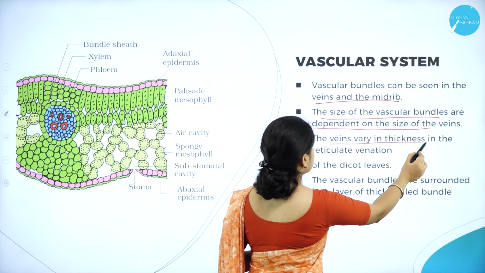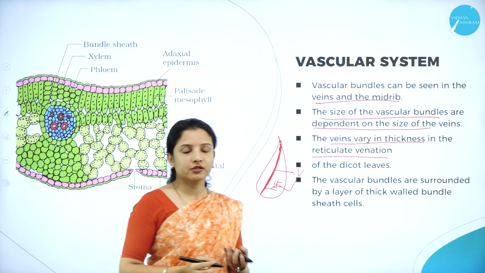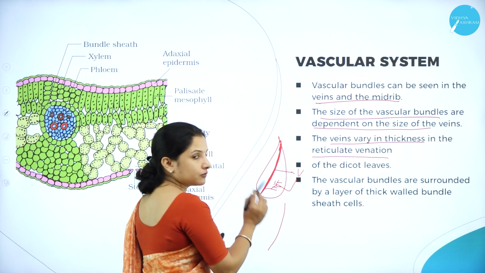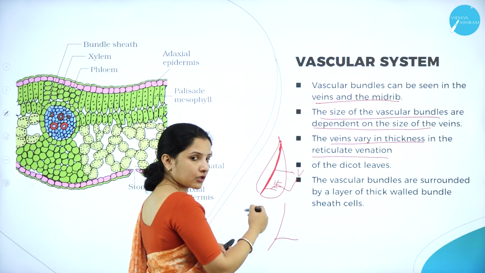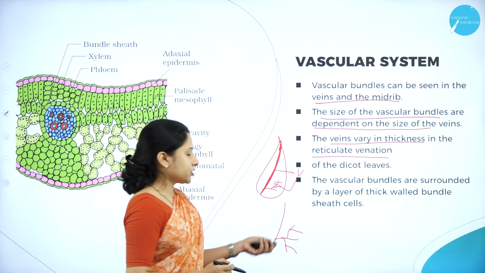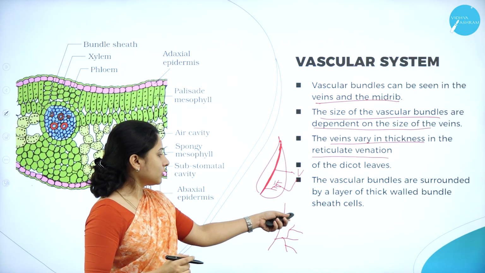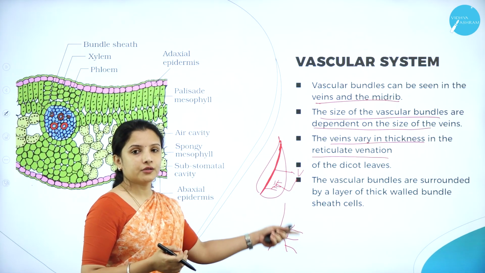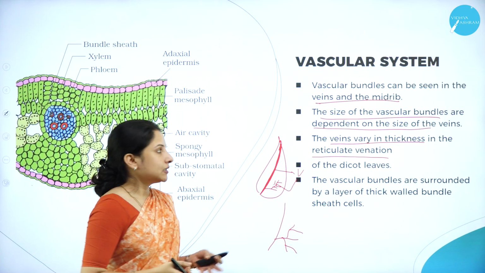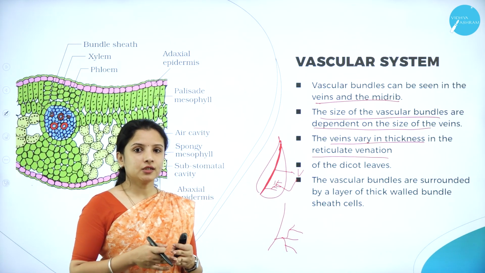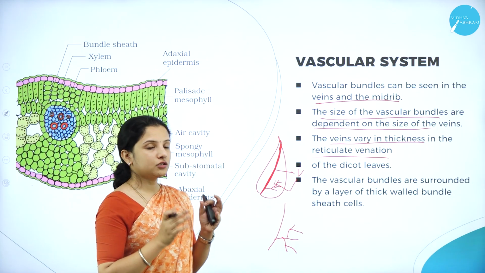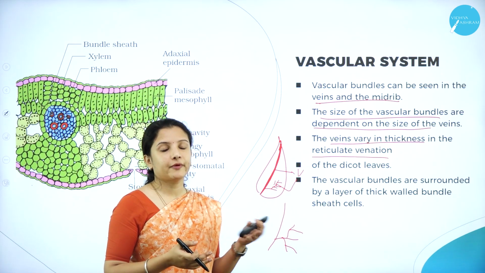And the veins also vary in thickness in the reticulate venation. You might have seen that because of the branching, the midrib is very thick. Then the first vein that arises from the midrib is less thick than the midrib. Then the tertiary veins that arise are even less thick than the lateral or secondary veins arising from the midrib. Therefore, the veins are of different thickness in reticulate venation in the dicotyledonous plant. So mainly because of this, the concentration of vascular bundles also varies depending on the thickness and size of the veins.